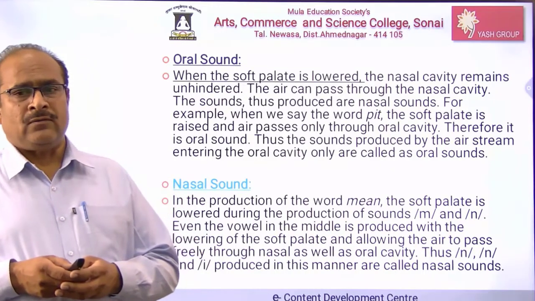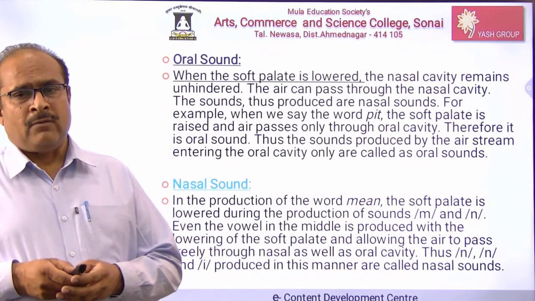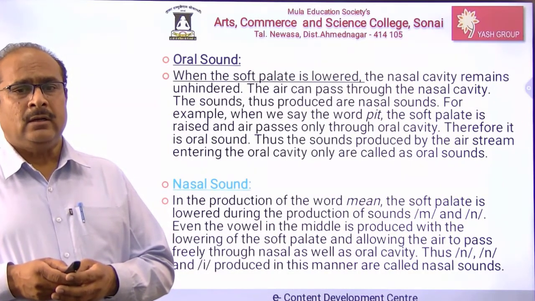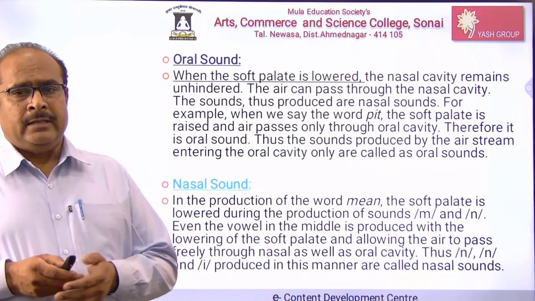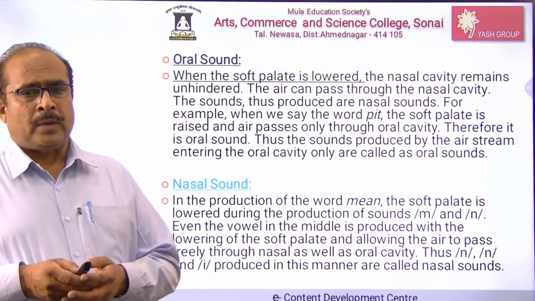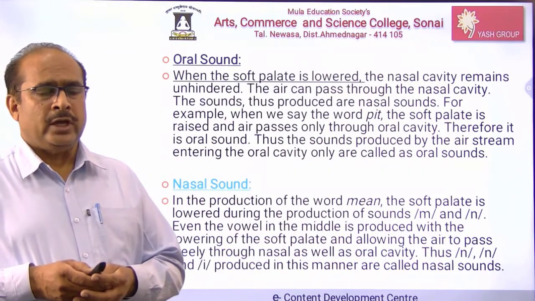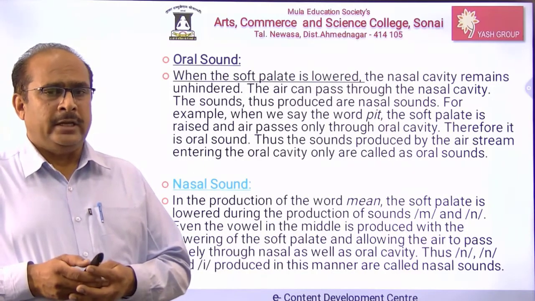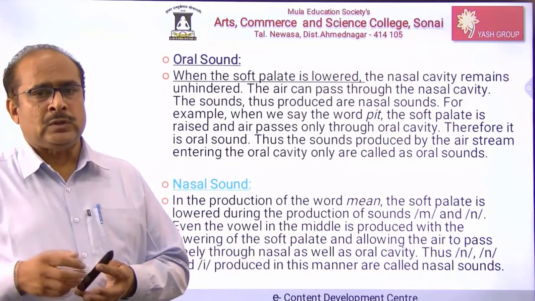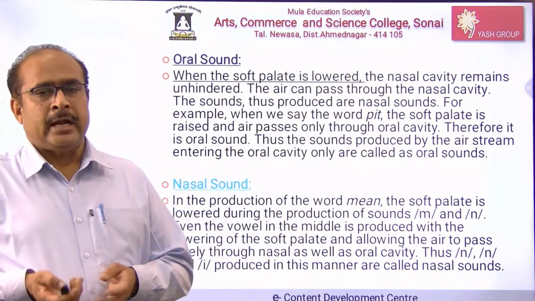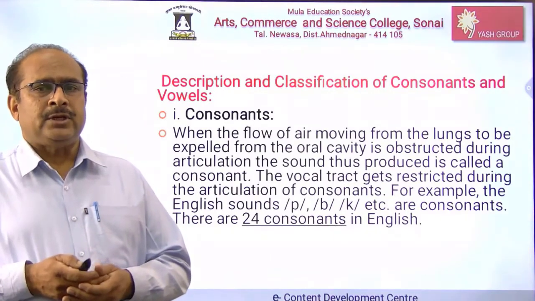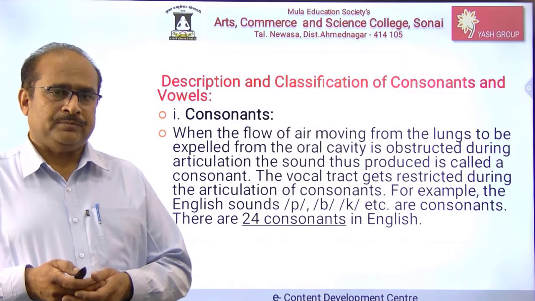In the production of the word mean, the soft palate is lowered during the production of the sounds m and n. Even the vowel in the middle is produced with the lowering of the soft palate, allowing the air to pass freely through our nasal cavity. If you produce the n sound, normally the air comes out through your nose. If you close your nose and try to produce the n sound, you will notice that the sound is not produced. Now we are going to see the description and classification of consonant sounds.